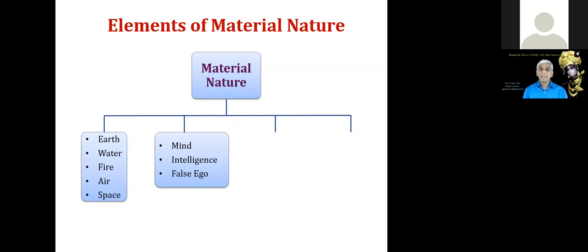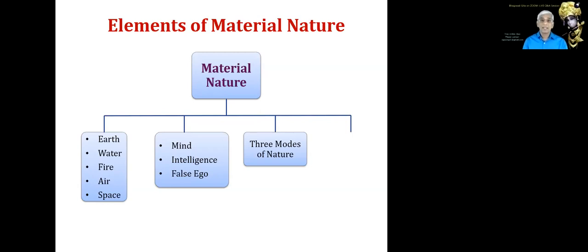All the elements of material nature, there are the three modes of nature. All the activities, whatever we do every day, every moment, each and every activity, everything is carried out, everything is performed, only by these three modes of material nature. But we think that we are doing it. So that's what is known as false ego.